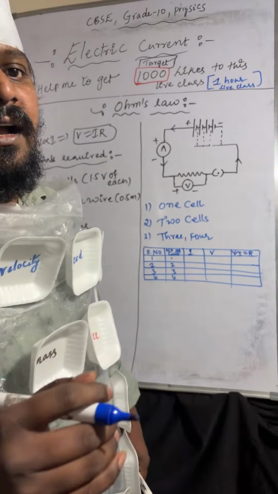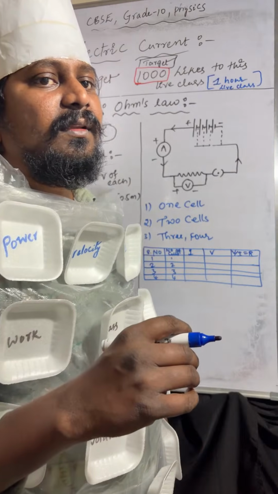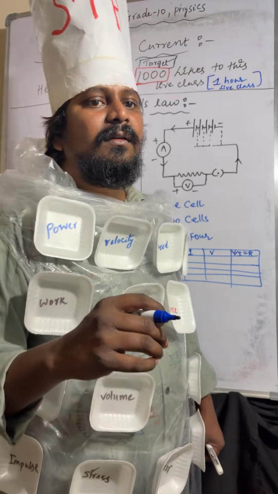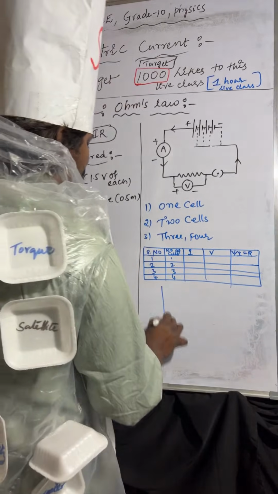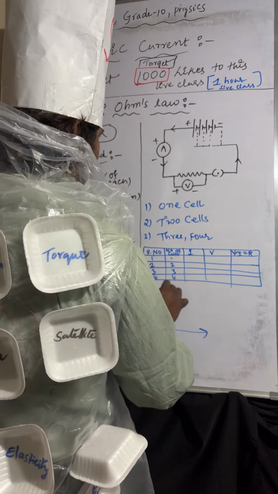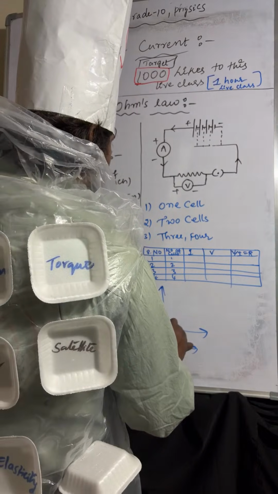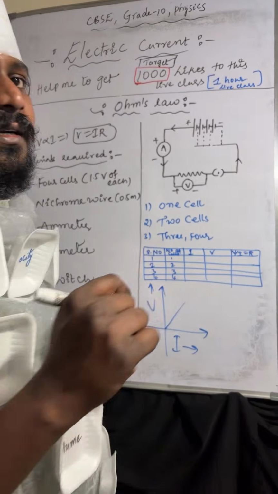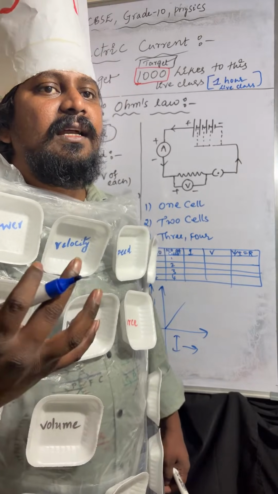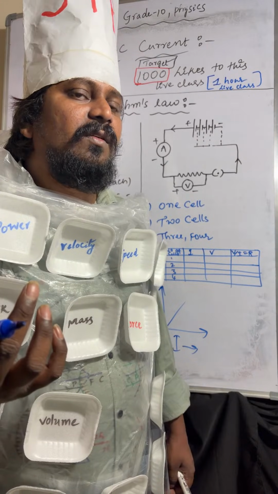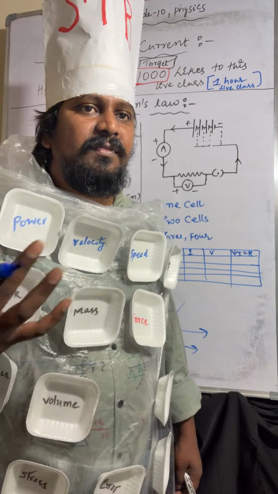If you draw the graph for V-I, with V on the Y axis and I on the X axis, the graph is a straight line for ohmic conductors. The conductors which obey Ohm's law are called ohmic conductors. The conductors which do not obey Ohm's law are called non-ohmic conductors. For ohmic conductors the graph is a straight line, and for non-ohmic conductors the graph is a curve.